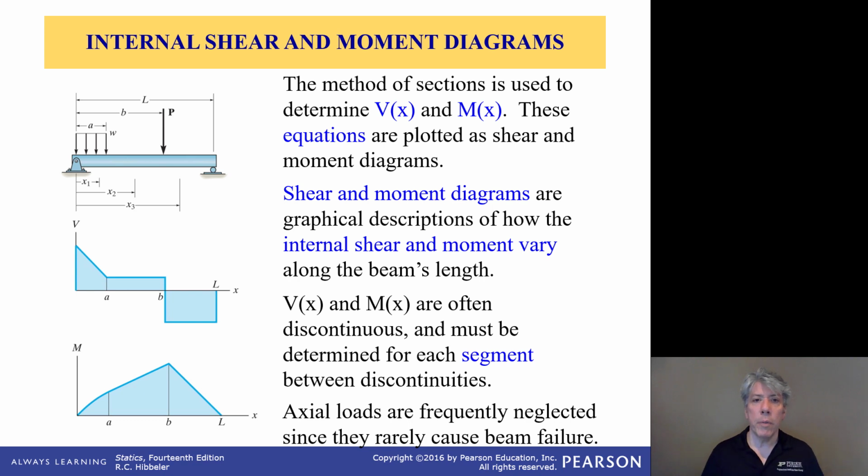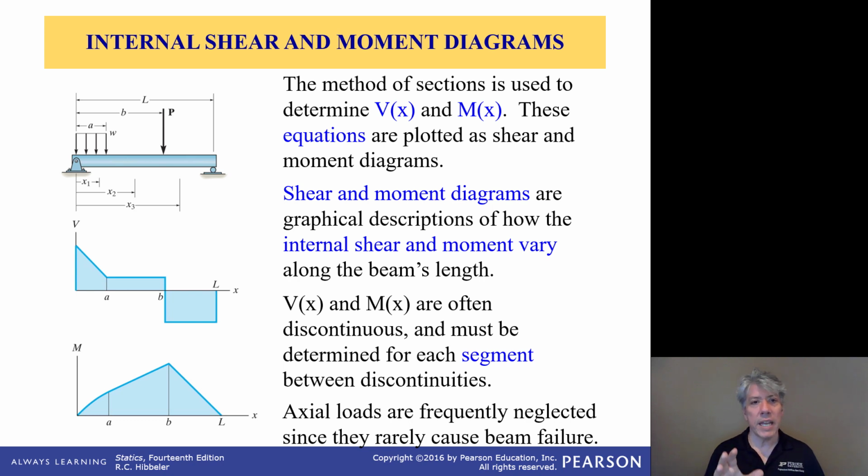Now the shear and moment themselves are often discontinuous. It's not like we're going to have one single function along the entire length of the beam. Rather, we will have piecewise functions, functions that are valid along a particular length of the beam. So for example, from the beginning of the beam to point A is one function, from A to B is another, and from B out to the rest of the length of the beam is yet another function for the shear and the moment in this case. So these are discontinuous, and each segment has to have its own set of equations.